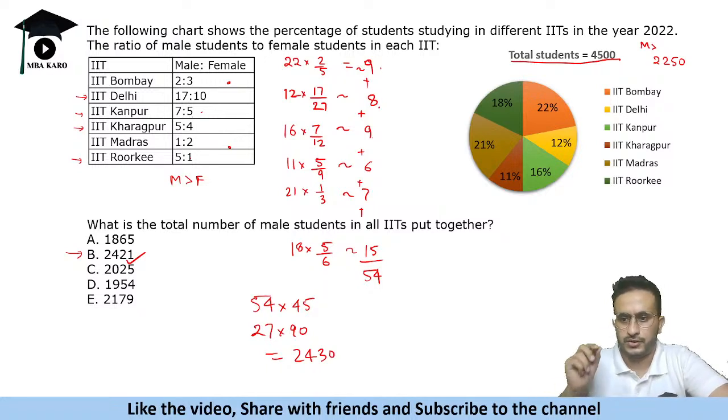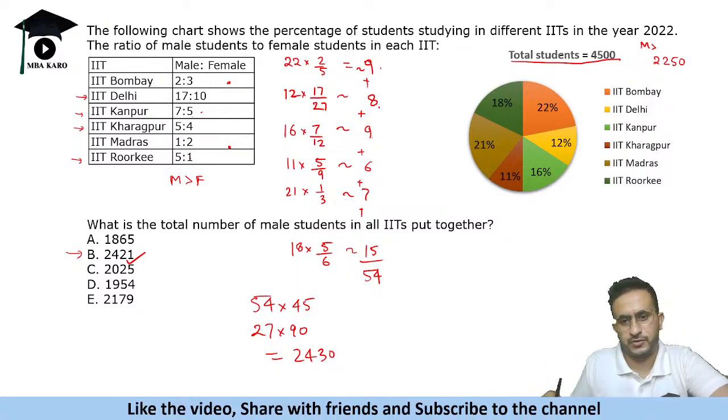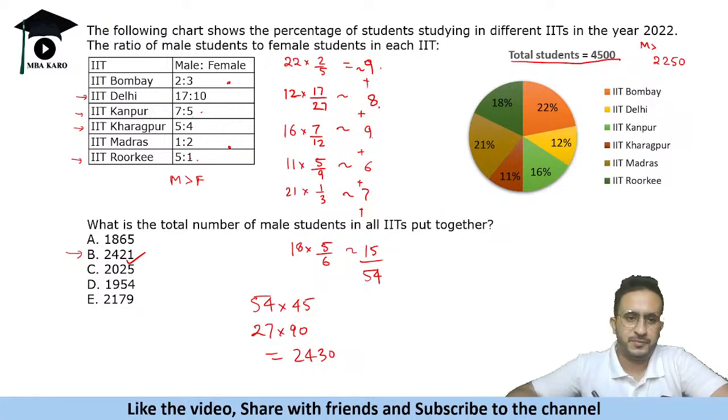Okay, so this is a very close option. See, I did a rough calculation and got a value which is very close, and this must be the exact answer also. So do not waste time on doing this also. If you are able to figure out that male is more than female, just mark this as the answer. If there are more than one options that have males more than 2250, then apply this approach and get a rough estimate of the answer.